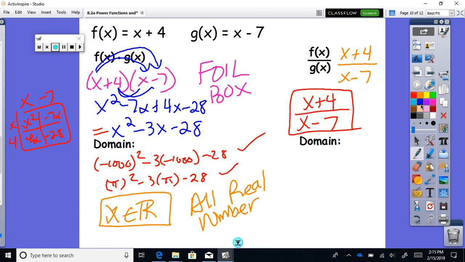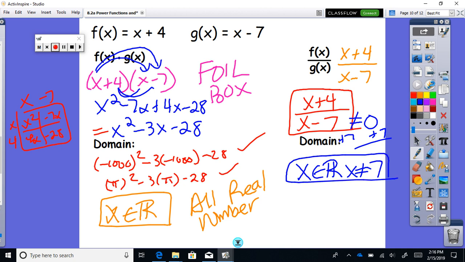Now in this one, the two restrictions are no 0 in the denominator and no negatives under an even root. We don't have any roots, so don't worry about that. The other restriction is you can't have 0 in the denominator, so this denominator cannot equal 0. What would make that denominator 0 would be positive 7. So your domain is all x's, an element of the real numbers, except x cannot equal 7. So all real numbers except for 7. 7 is the only number that you cannot plug in. Every other number is fine.